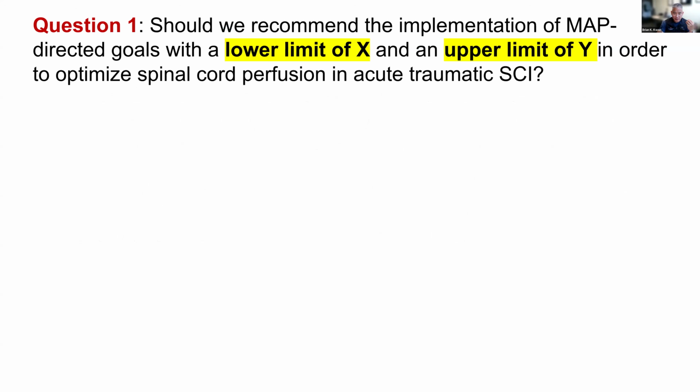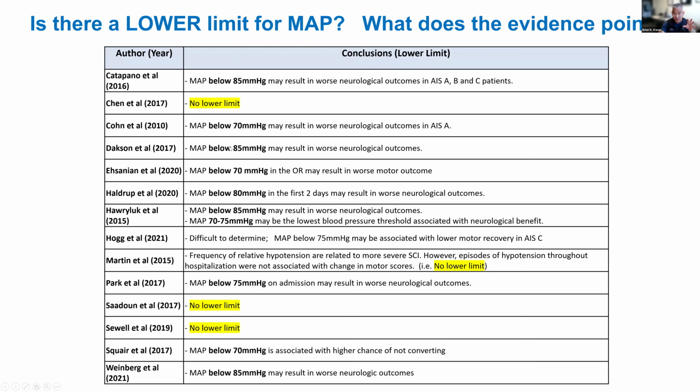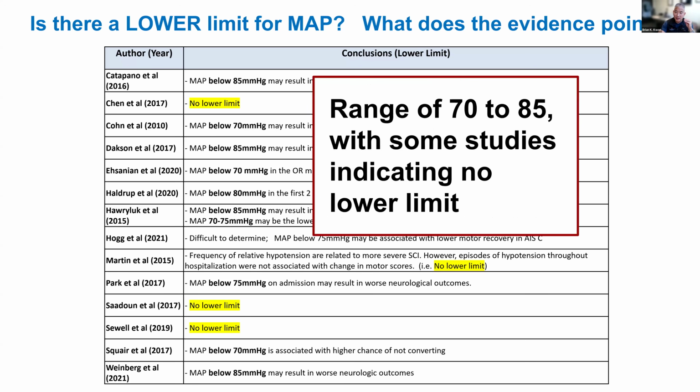So we elected to undertake this process where we asked the guidelines development group this question: if we're going to try to implement a MAP-directed goal, what should there be as a lower limit for that MAP, and what should there be as an upper limit for that MAP to optimize spinal cord perfusion? And so we went back to the literature and looked at all the papers in the systematic review that actually described a lower limit of MAP in their patient cohort, and what that lower limit of MAP's influence was on neurological outcome. As you can see from this chart, which is a summary table, in some cases there was actually no lower limit identified below which neurological recovery was worse. In summary, people had published a lower limit range of anywhere between 70 and 85, with some studies indicating no lower limit at all.